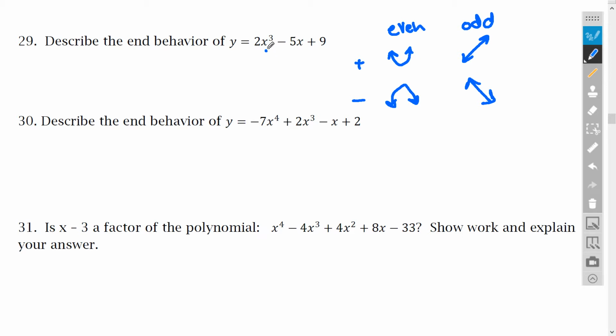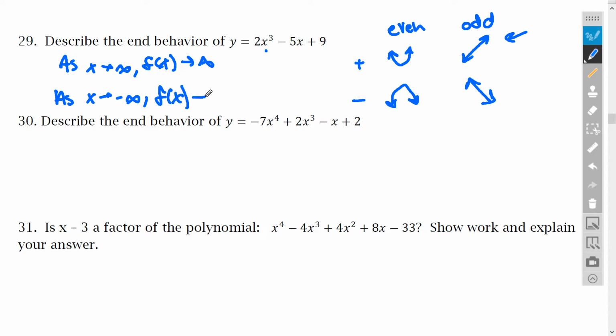So that's odd. And the leading coefficient is 2, which is positive. So it's odd positive, so it's going to have this end behavior. As x goes to infinity, so that's on the right side, the function also goes to infinity because the right side will go up. As x goes to negative infinity, which is the left side, the function also goes to negative infinity because the left side will go down.